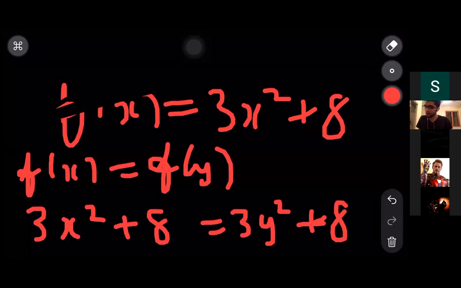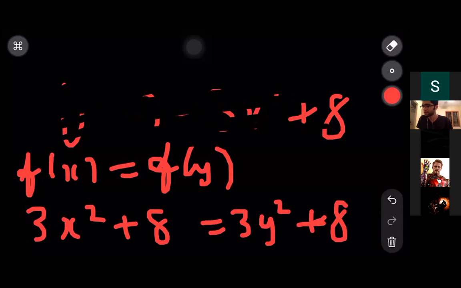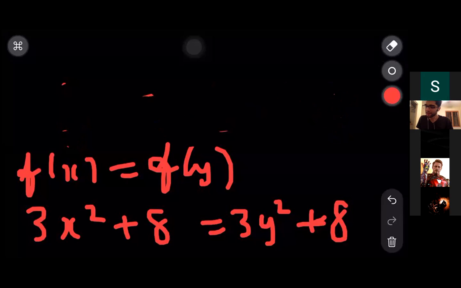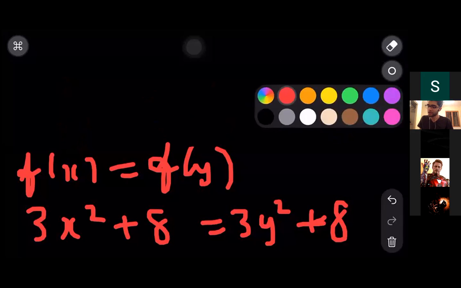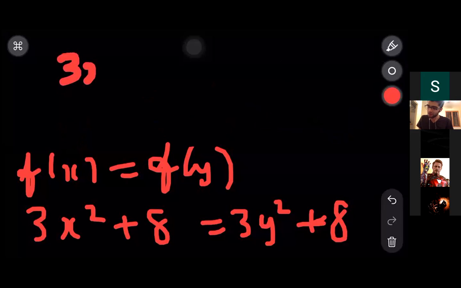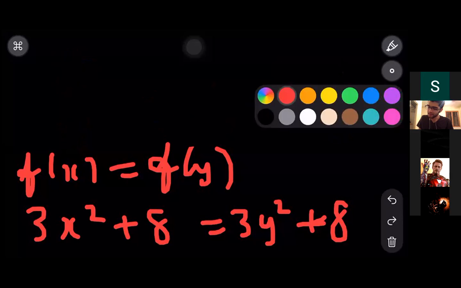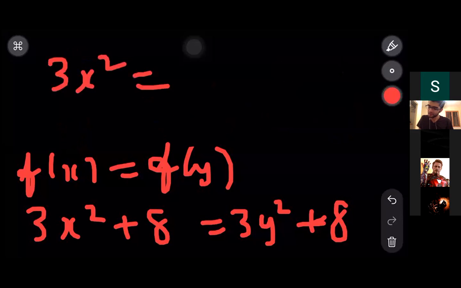Then what we can now do is, let me actually delete this top part so we can keep the remaining part of the proof here. Okay, so let us just continue from this. We can cancel out the 8 from both the sides. That is quite trivial. So then what we should get is 3x squared equals 3y squared, which is again just continuing from the previous step. We can cancel the 3's out.